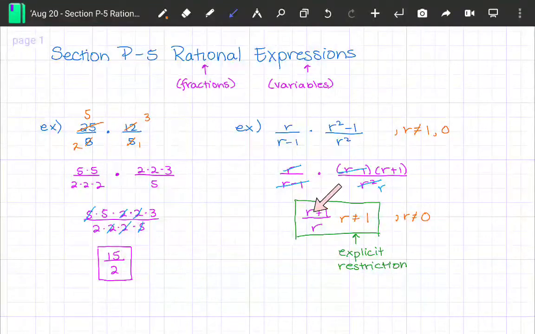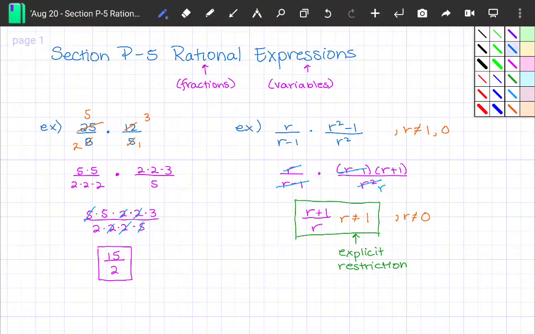But it is not implied in this answer that r can't equal 1, so I have to explicitly let people know that. So that's the key. That's another big difference there. But otherwise, it's pretty straightforward. You fully factor the numerators and denominators, look for common factors in the top and the bottom, take what's left. Just don't forget about restrictions. Okay, so let's look at another one now.